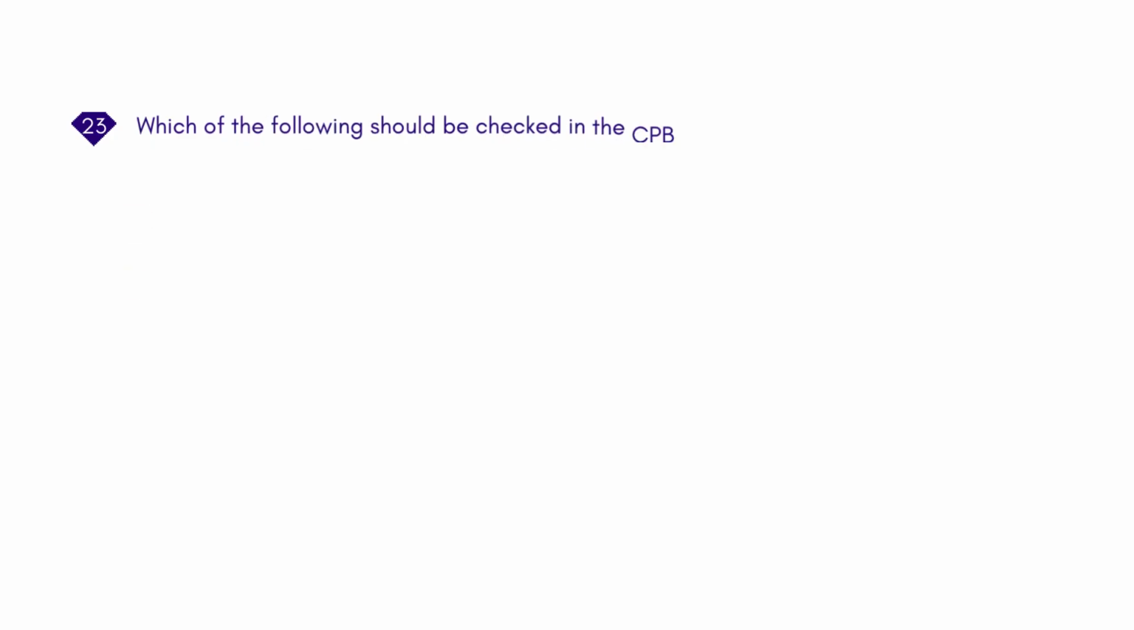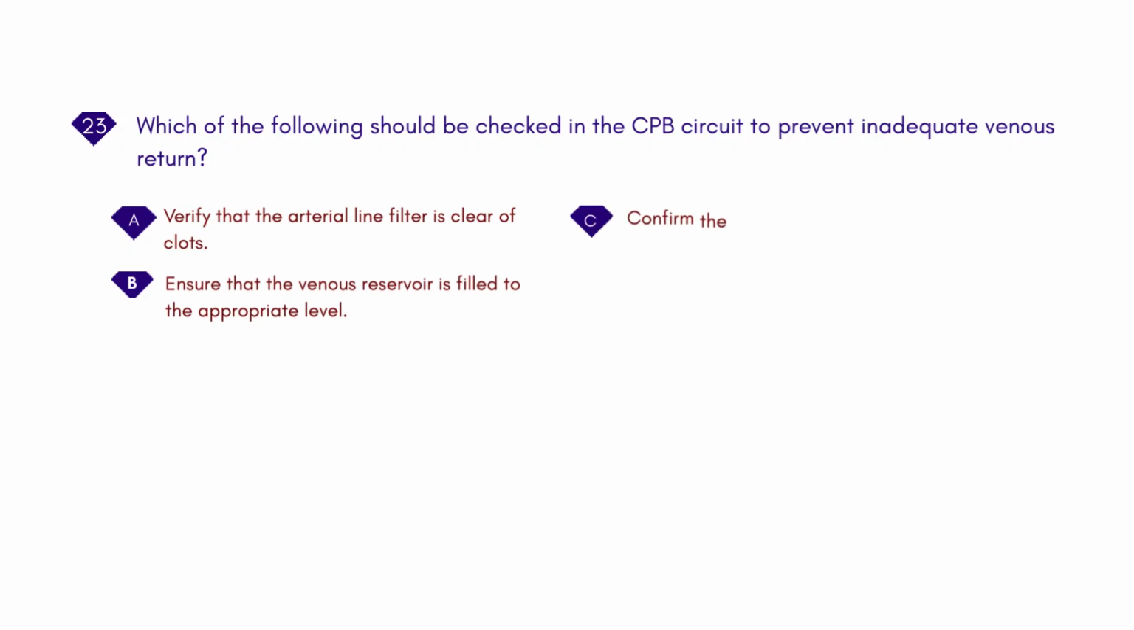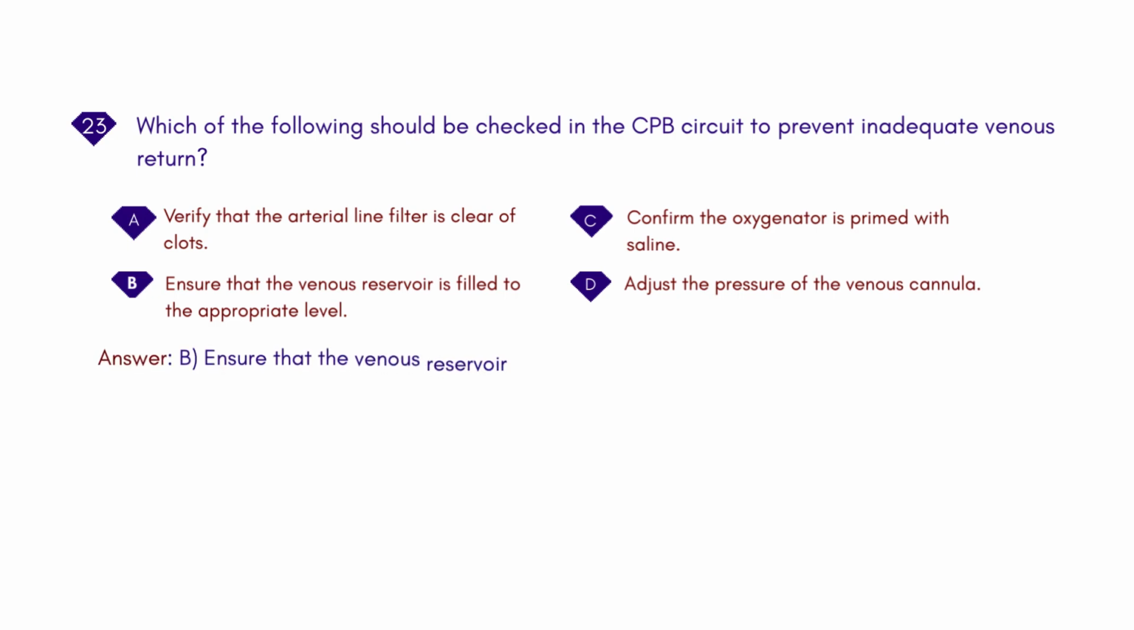Which of the following should be checked in the CPB circuit to prevent inadequate venous return? A. Verify that the arterial line filter is clear of clots. B. Ensure that the venous reservoir is filled to the appropriate level. C. Confirm the oxygenator is primed with saline. D. Adjust the pressure of the venous cannula. Answer: B. Ensure that the venous reservoir is filled to the appropriate level.